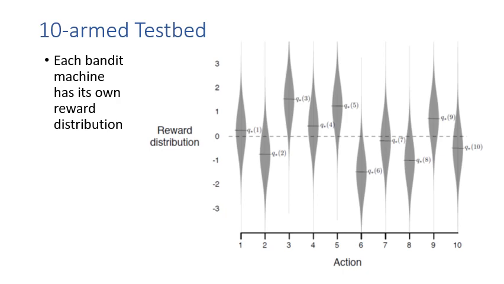Let's create a 10-machine test bed first. Each bandit machine has its own reward distribution, as shown in this figure. Some machines have positive mean reward, while some have negative mean reward.